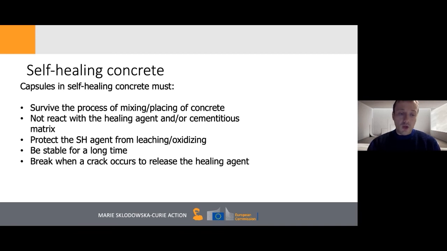And you also want it to break when a crack occurs, which is typically what we first think of, but it's also related to the other. So you need a very specific material. Some materials used for capsule making will survive the process of mixing, but will not break when the concrete breaks. So that's not what you need. You need to find the balance between these two.